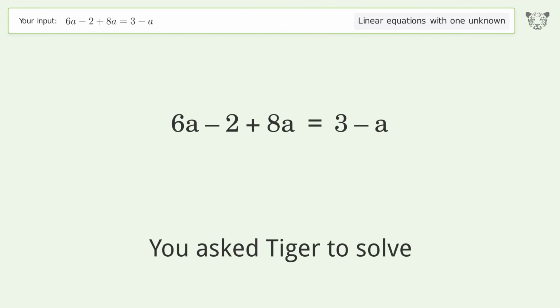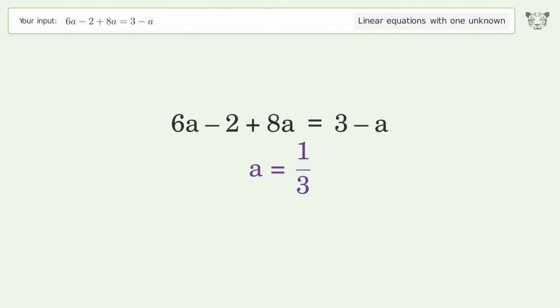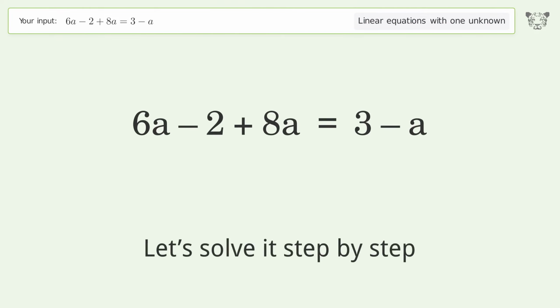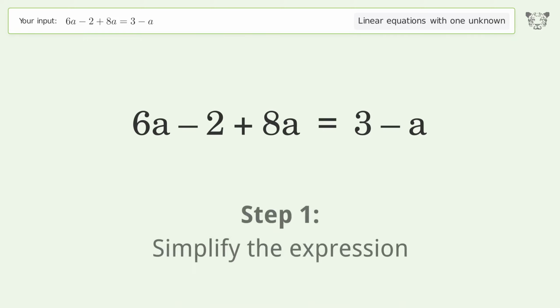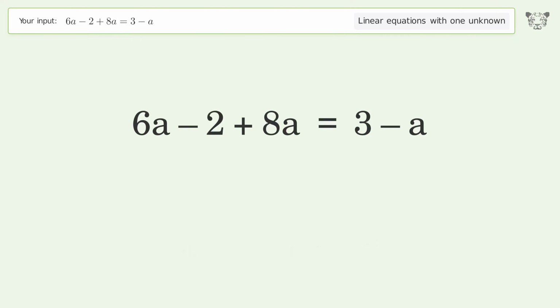You ask Tiger to solve this. This deals with linear equations with one unknown. The final result is a equals 1/3. Let's solve it step by step. Simplify the expression. Group like terms.